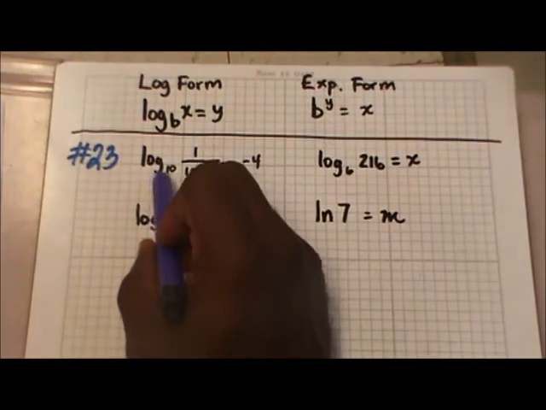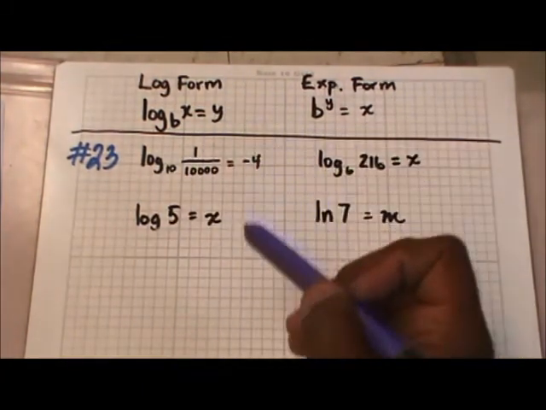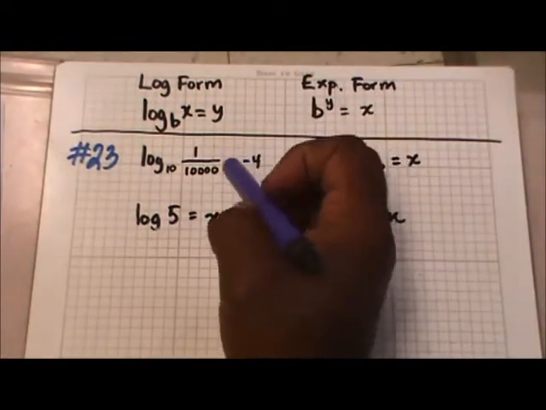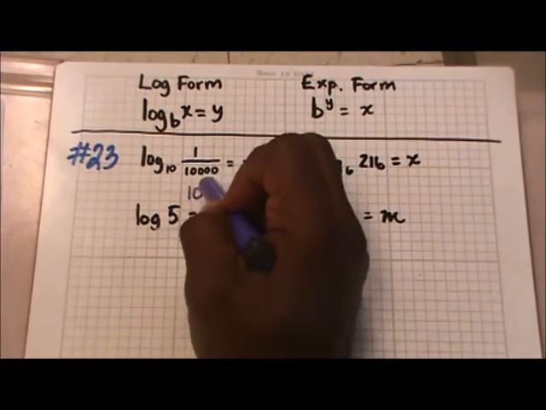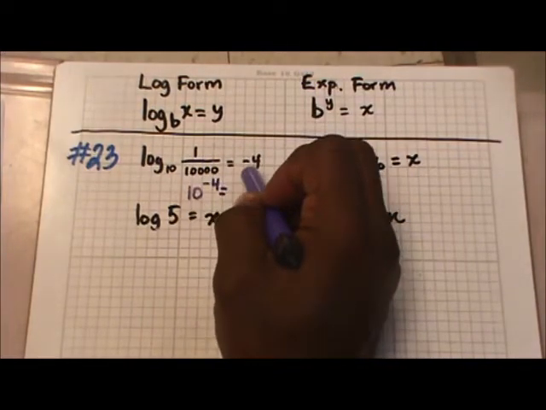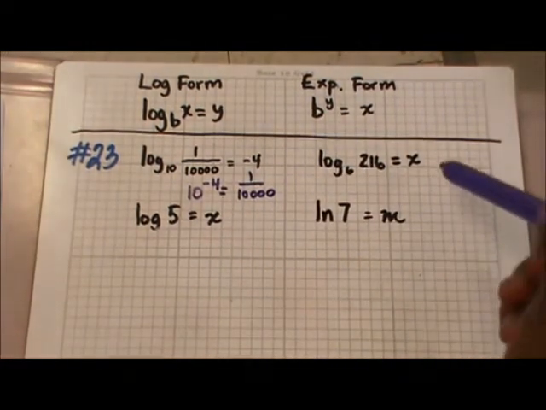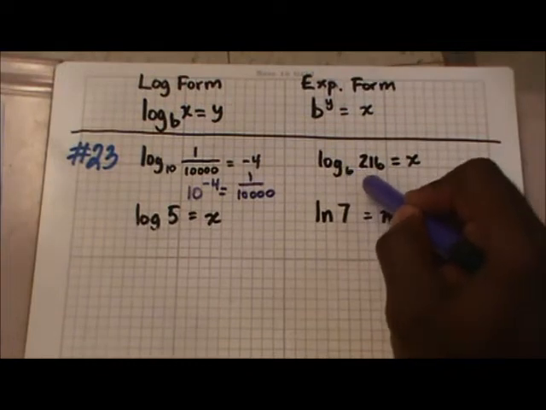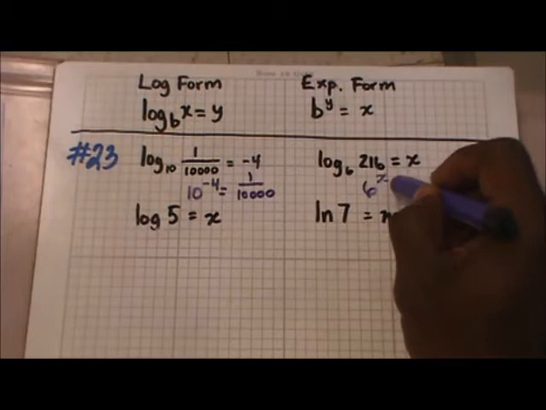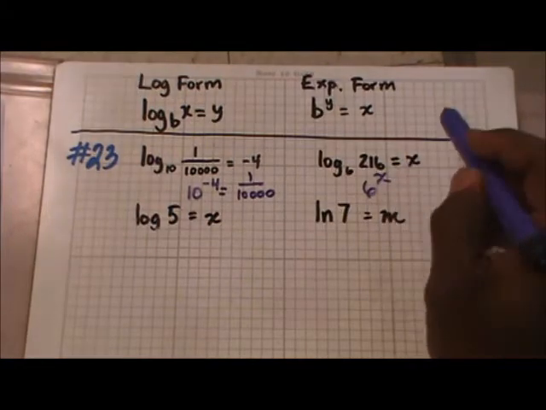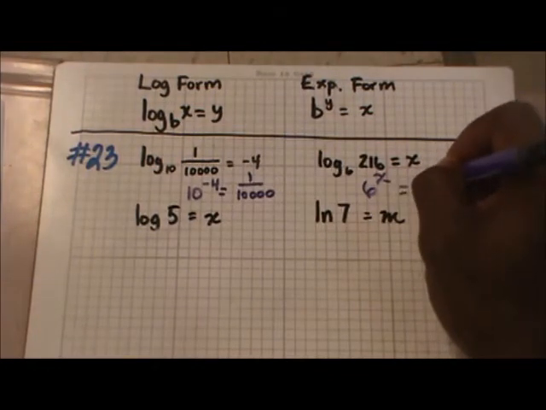Now it gives us log base 10. It won't always say log base 10. It just will say log of 1 over 10,000. So we want to bring our base up, 10, and flip-flop these two values. Negative 4 is equal to 1 over 10,000. That'll be that one. The next one, bring our base up again, 6. Flip-flop your 216 and x. 6 to the x is equal to 216.